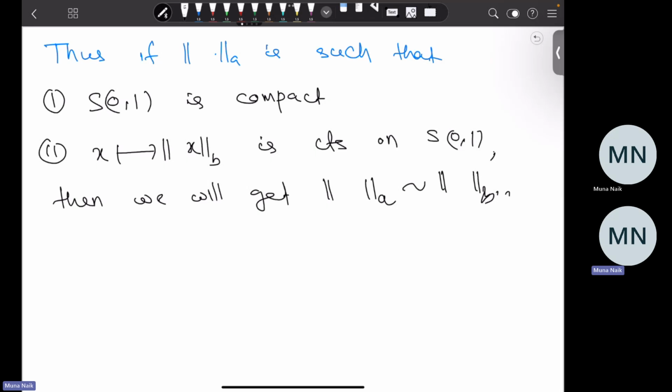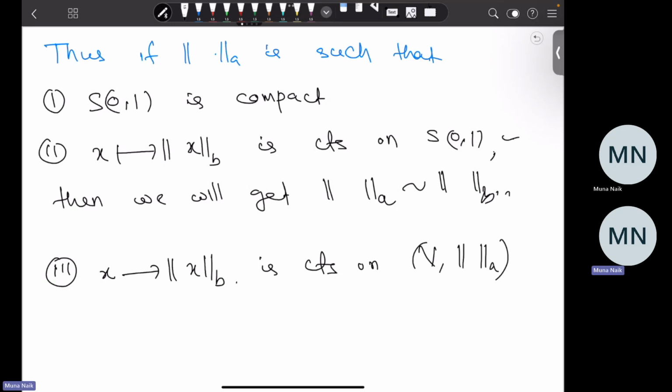Now, another thing. So third thing: if I can show that x going to norm xp is continuous on the whole space V with norm A, so if you can show this 3, then 3 will imply 2.